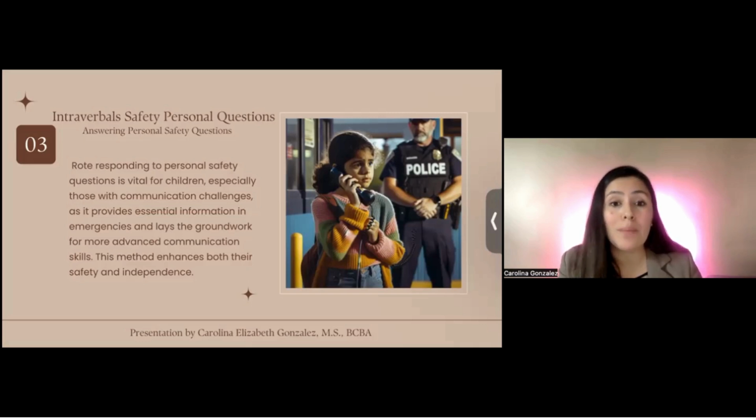So if, for example, in this picture, you see a little girl on the phone while the police is in the back. The little girl could have been lost, and luckily we taught her rote responding, and she was able to call her mom. Woo, go BCBA. All right.